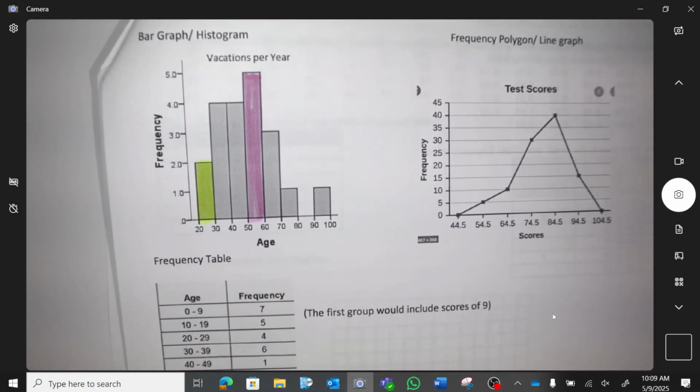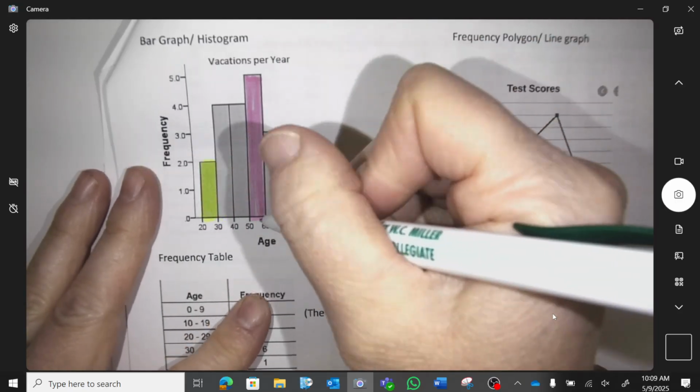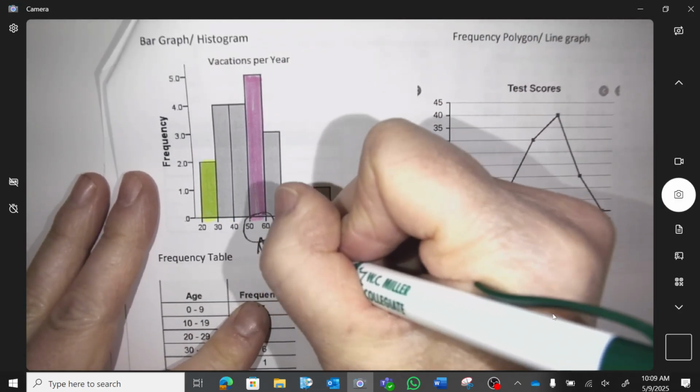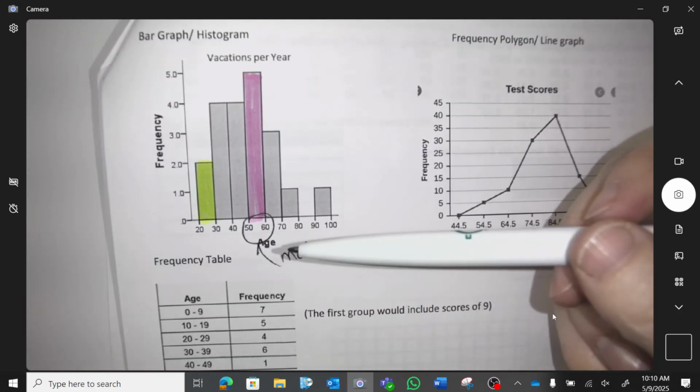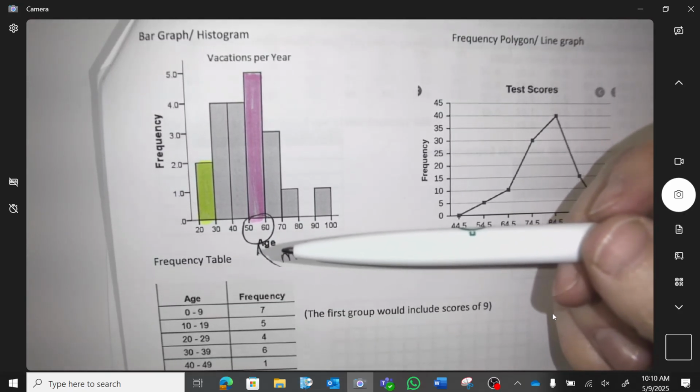What do you call it when something occurs the most in the data? That's the mode. Look at you go. The mode is people between 50 and 60-year-olds take the most vacations a year. That's the most occurring thing. So this is called a bar graph or a histogram.